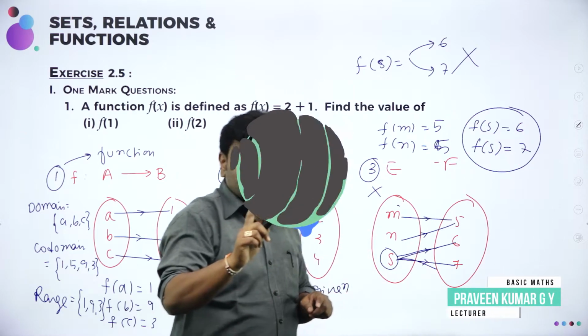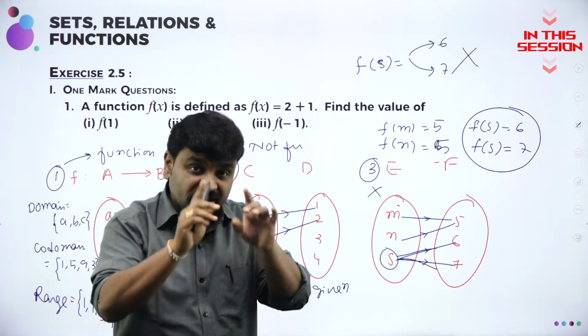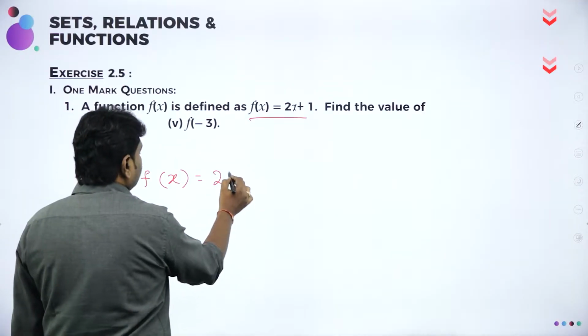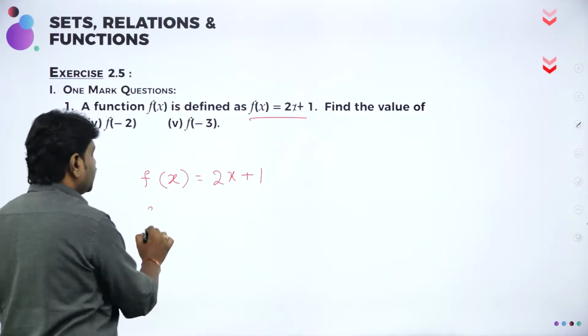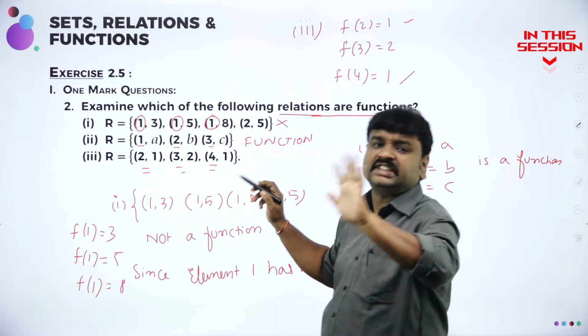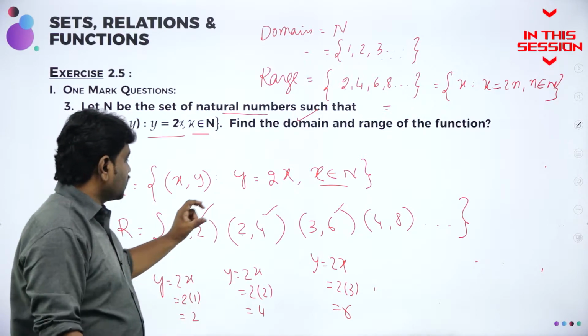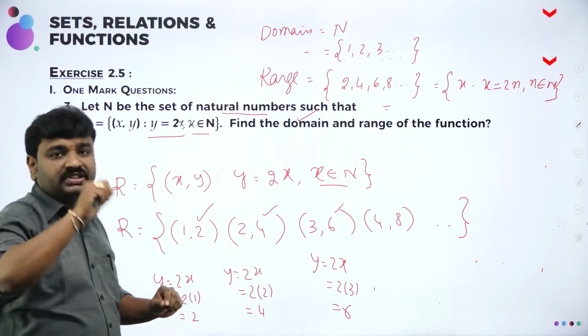One element in domain should contain only one image. If it is having more than one image, it is not function, it is relation. Even in the problem 2x plus 1, they want you to find f of minus 2. In order pair, first element should not repeat. First element is 2, 3, 4, they are distinct. Set of all the first elements in the order pair is domain. Set of all the second elements in the order pair is range.